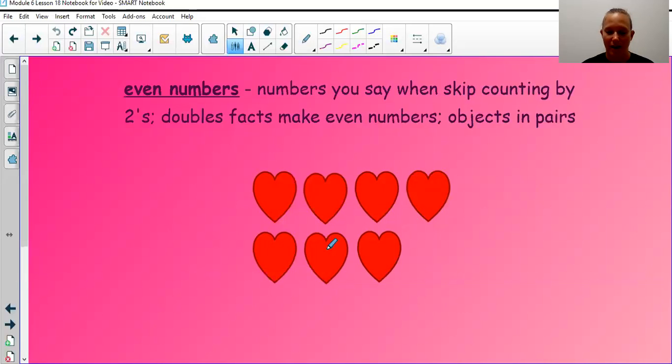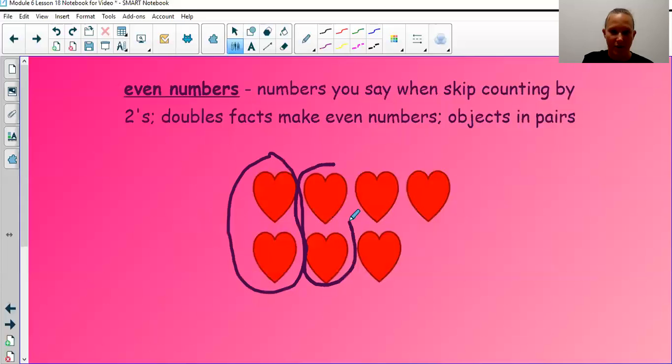So let's take a look at this array of hearts. I have 7 hearts here. I want you to think about if 7 is an even number. So I'm going to go ahead and circle the hearts in pairs, which means I'm going to circle them in groups of 2. So I'm going to circle a pair of hearts here. I'm going to circle this pair of hearts. And I'm going to circle this pair of hearts. I can't circle this heart because it doesn't have a partner. Okay, you need 2 objects to make a pair.